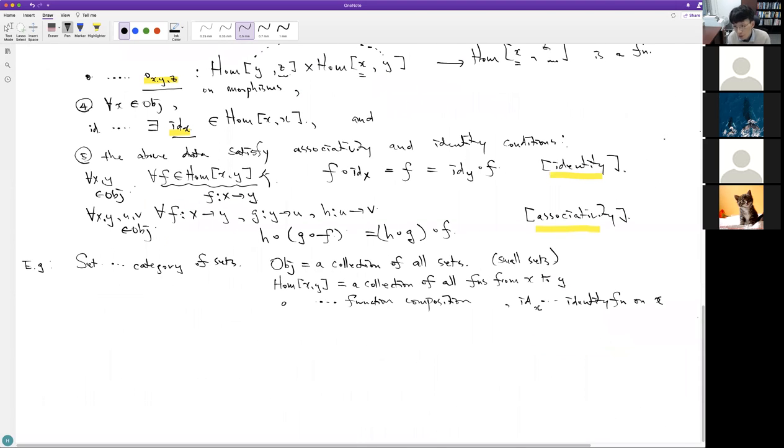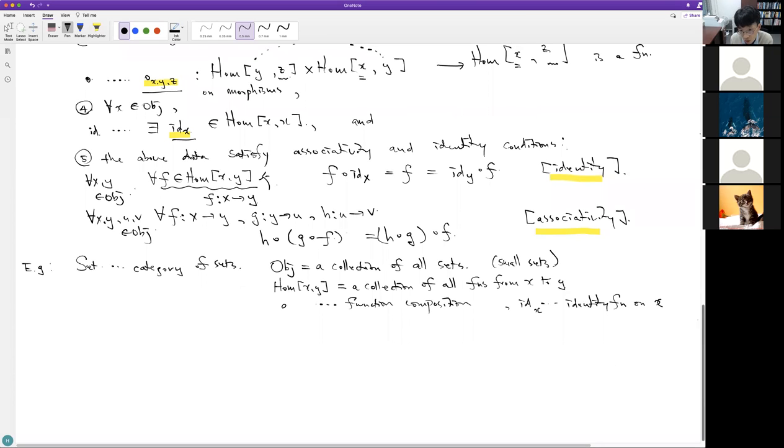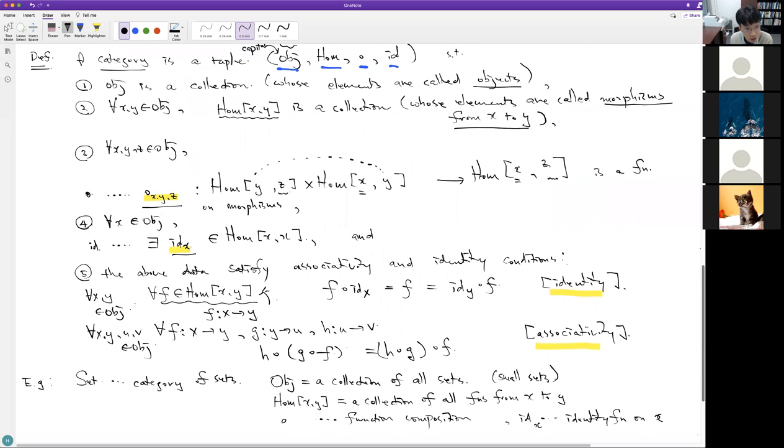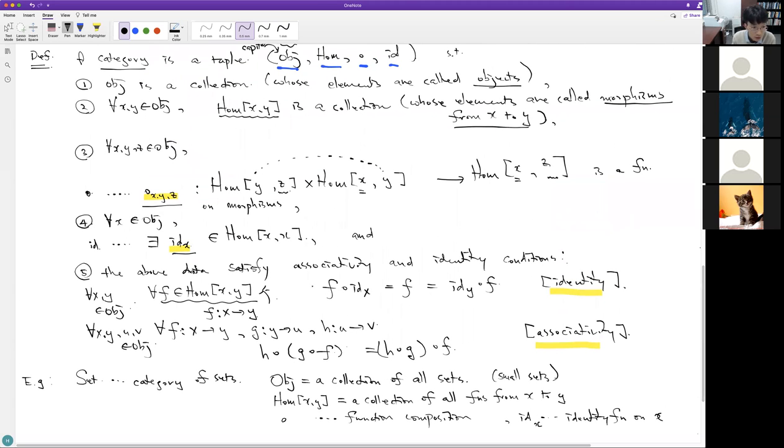So as you can see, you already know that function composition in the standard sense satisfies associativity. And if you compose any function with the identity function, it's just the function that you started with. So they satisfy these identity axioms and associativity axioms that I talked about here. And so that's a representative example of a category.